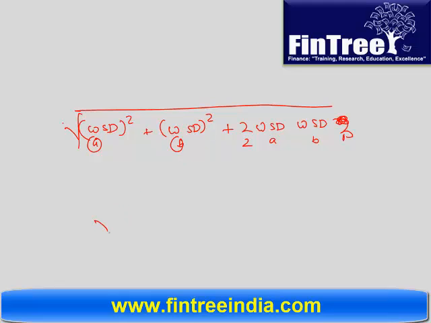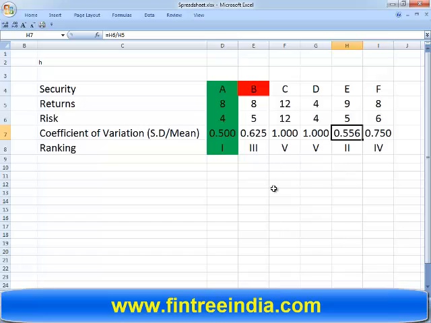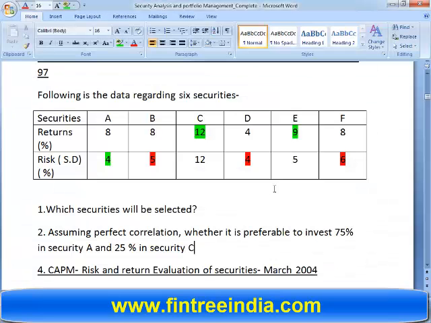So which means in bracket we can simply say that this is nothing but weight into standard deviation plus weight into standard deviation, square. And if this is the case, that would eliminate each other, the bracket and under root. It would simply become weight into standard deviation plus weight into standard deviation. That means if correlation is 1, then standard deviation of the portfolio is simply weighted average. Are we clear?